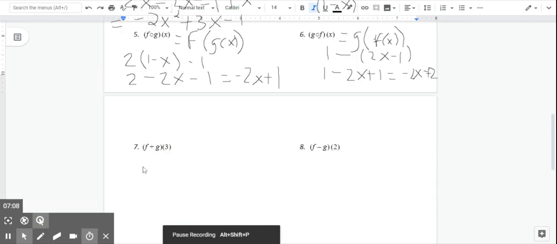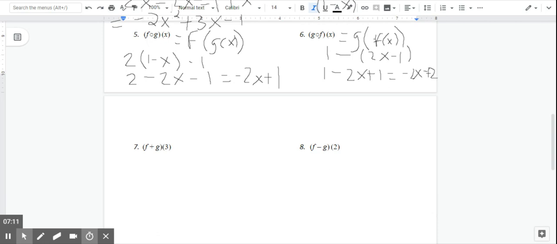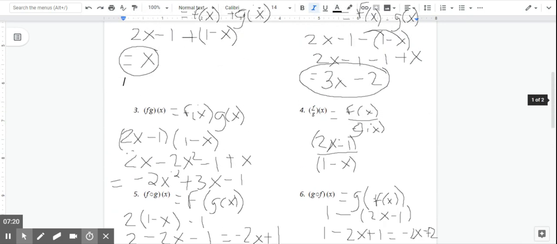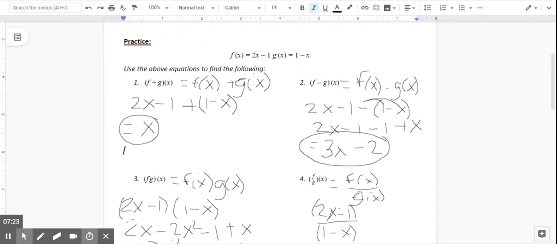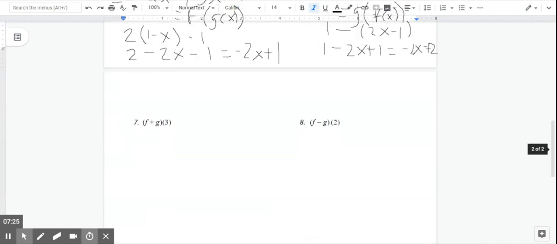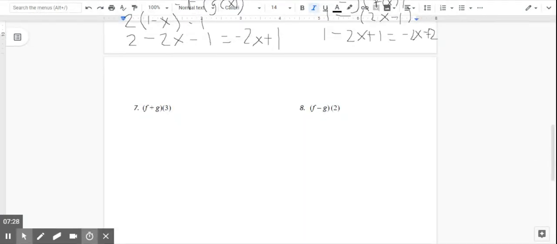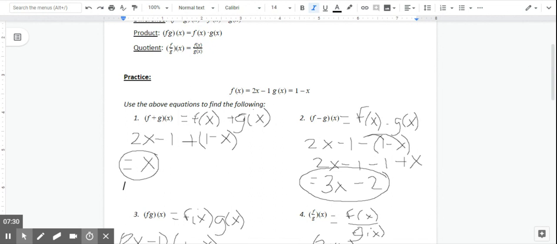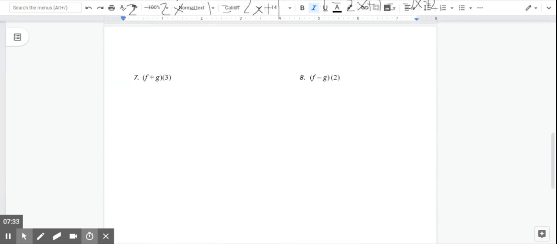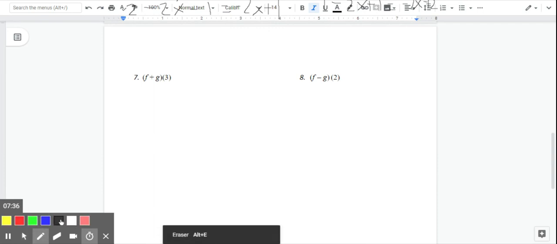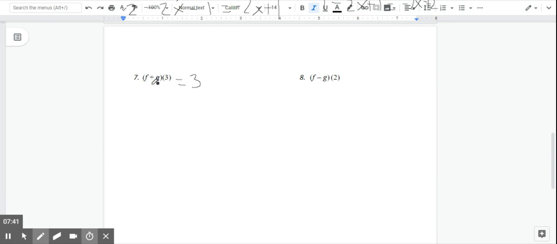The final thing that you might see is something like this, f plus g of 3 or f minus g of 2. And so instead of having an x, we're going to put a 3 in the f plus g of x function. So if we go up here, f plus g of x equaled x. So instead of this being an x, our final answer is now going to be 3. So you would go through, find f plus g of x, and then whatever that final answer is, plug this in for x.